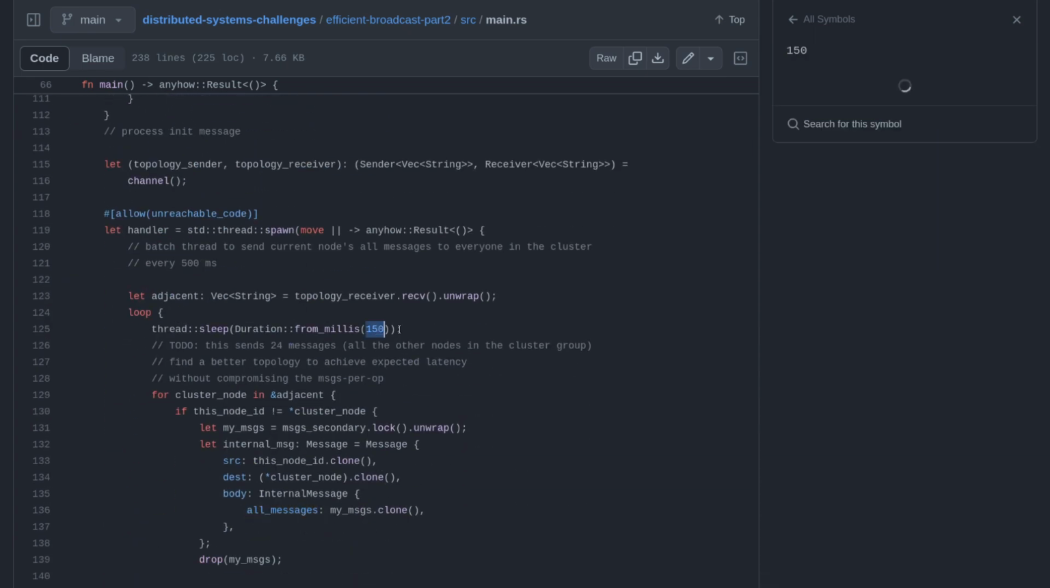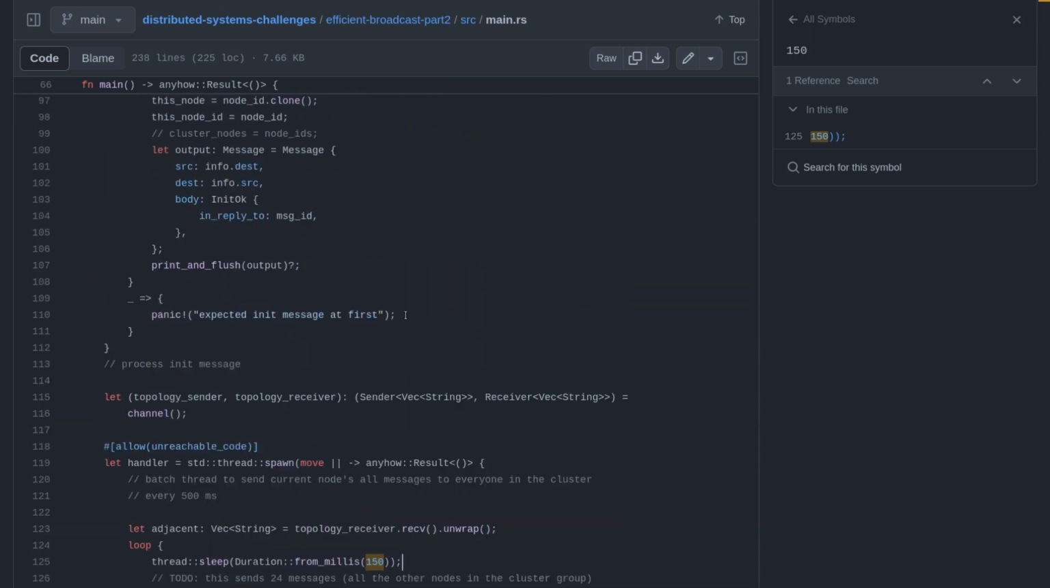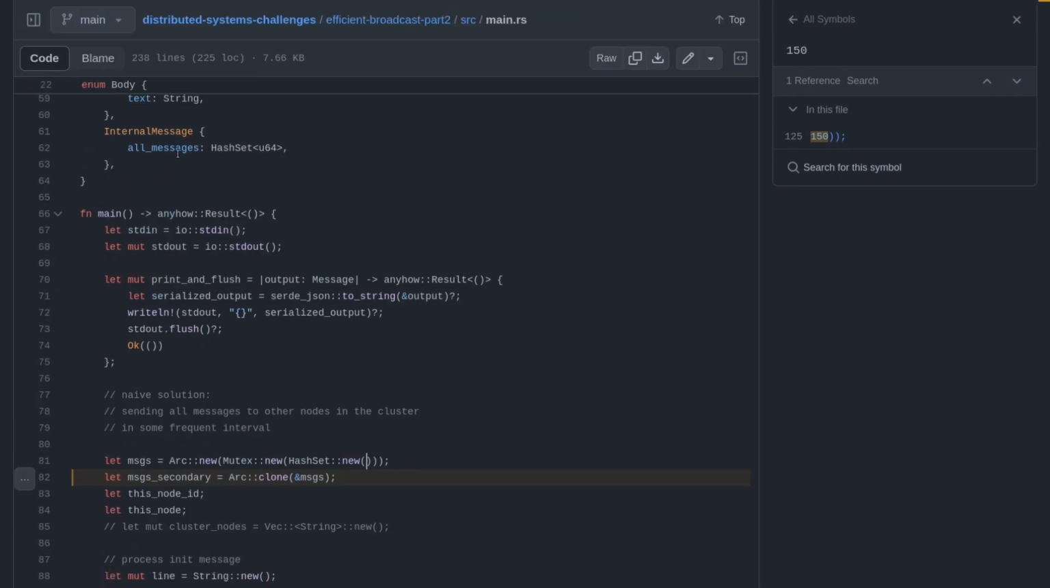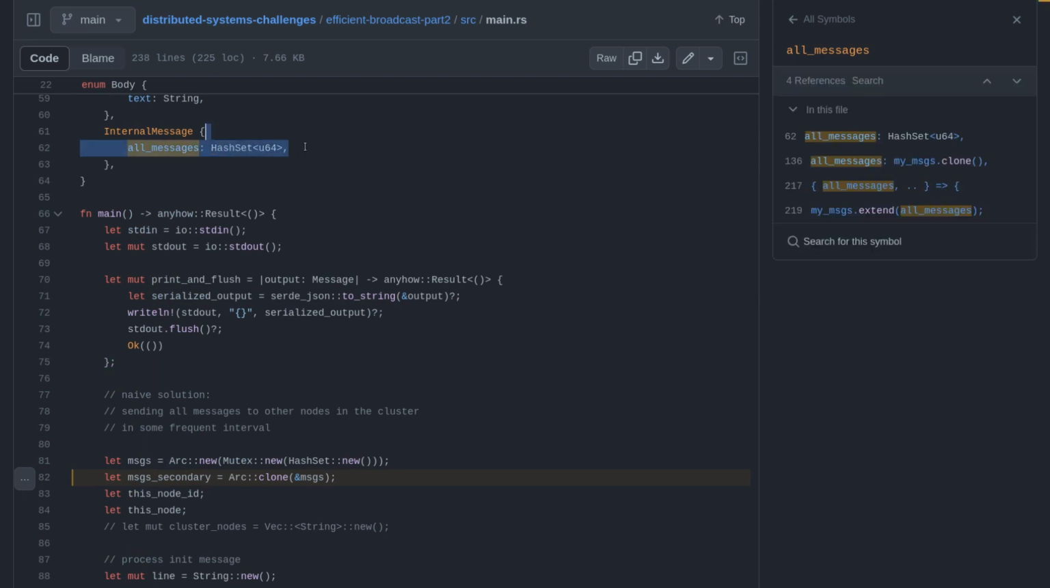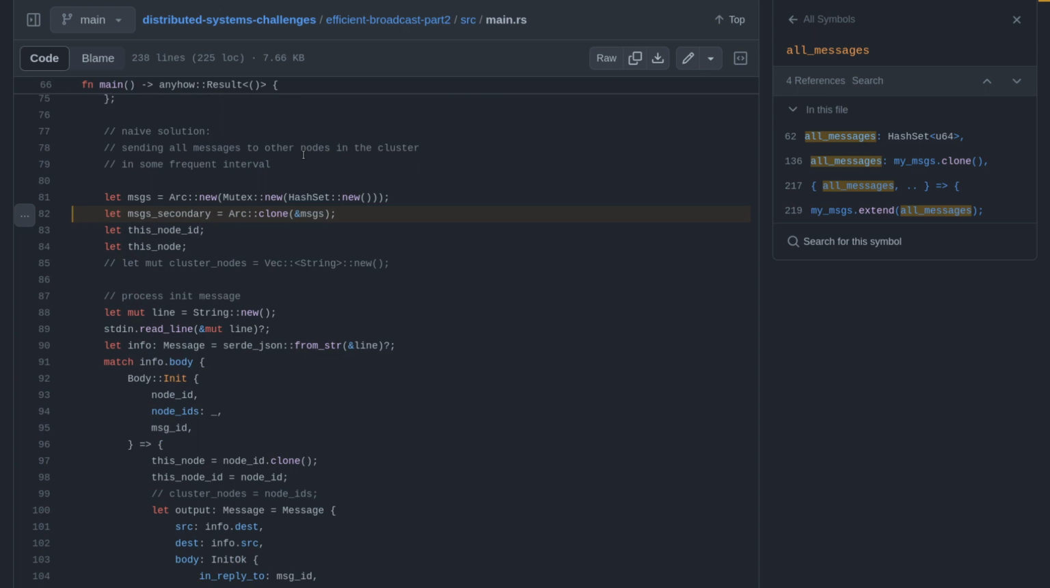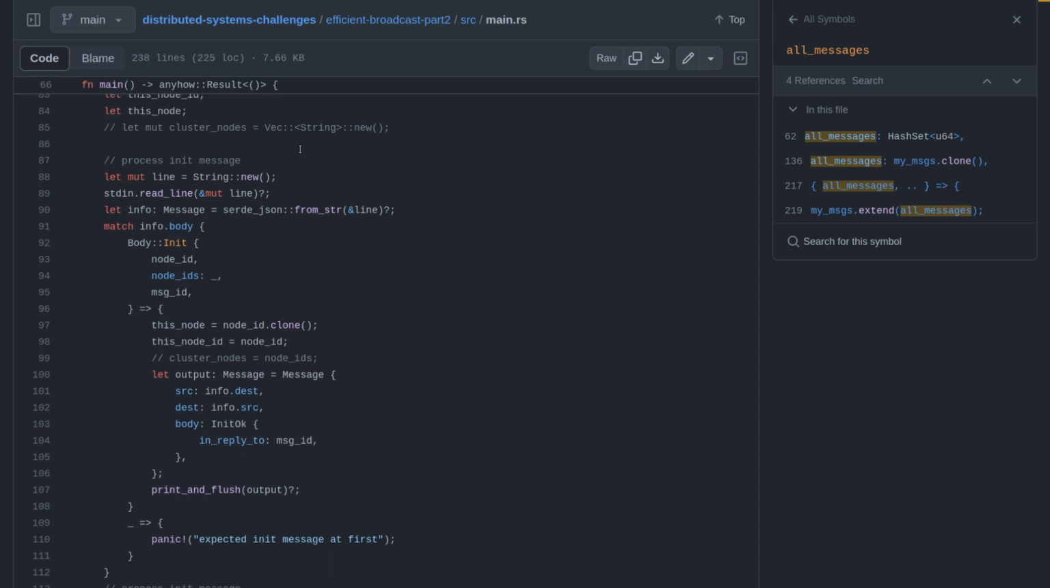So you can experiment with this value, or a certain optimization that you can perform is to store what all values other nodes in the cluster know. Instead of just storing a hash set, you also store 24 other hash sets which denote the values that are present in the other nodes, and you only send those values instead of sending all these messages. So this is clearly unoptimal. We can perform some optimizations and reduce the number of operations or the latencies even to an even lesser amount.